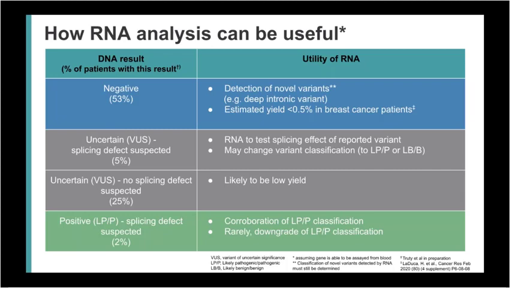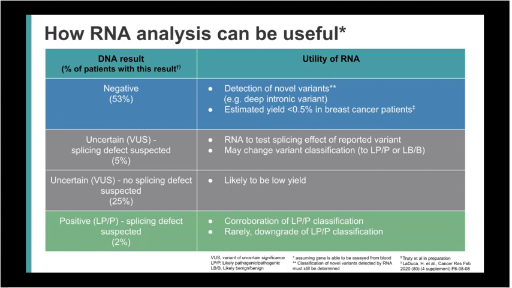So how often can we expect RNA analysis to clarify or give a new result? Well, most DNA-based clinical tests are negative, but we don't expect to find deep intronic variants in most of these cases. The yield is going to vary quite a bit from gene to gene and from disease to disease. But right now the literature supports that at least in breast cancer patients, we're expecting about a yield of 0.5%.